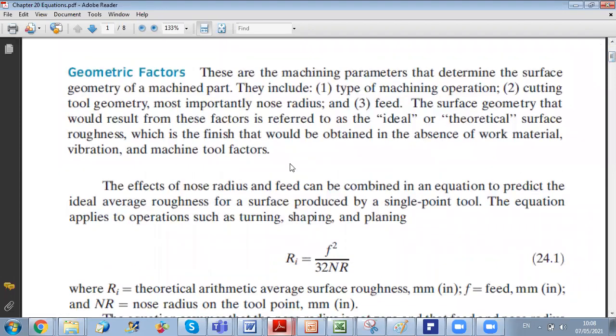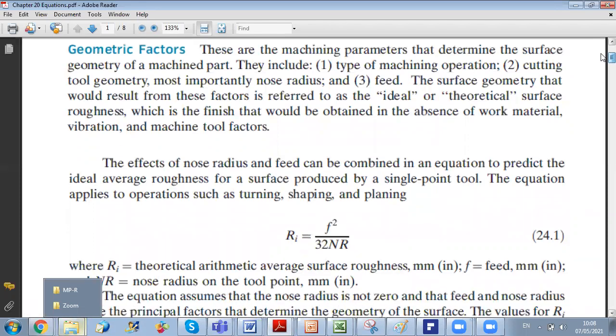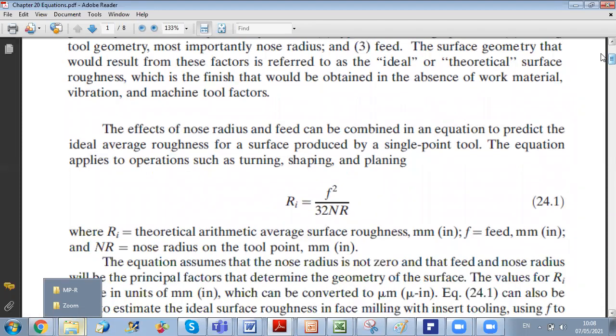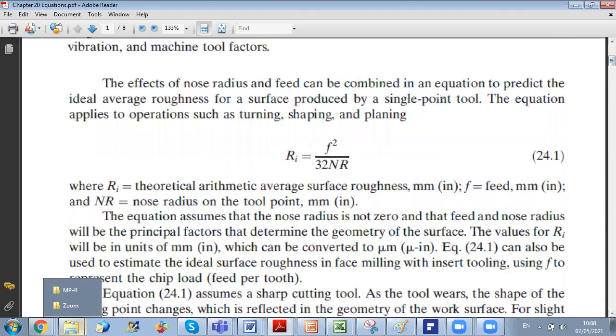The effect of nose radius and feed can be combined together through this equation to find their effect on the roughness. So the roughness can be calculated as f squared over 32 NR, where f represents the feed and NR is the nose radius of the tool. Now, as we said previously, in the actual case, we might have deviation from this roughness. This is why we will see how to multiply this roughness by a certain parameter that will give us the actual roughness.